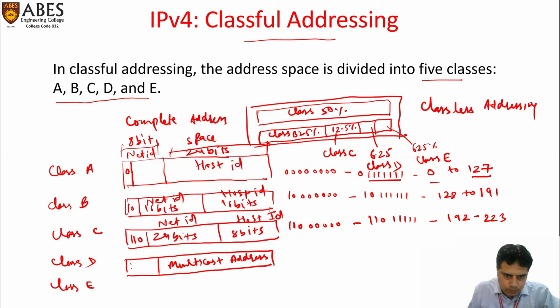So 4 bits are fixed, 1110. To calculate the range, for 1110, the 4 remaining bits minimum are 0 and maximum 1. So the range starts from 224 to 239.